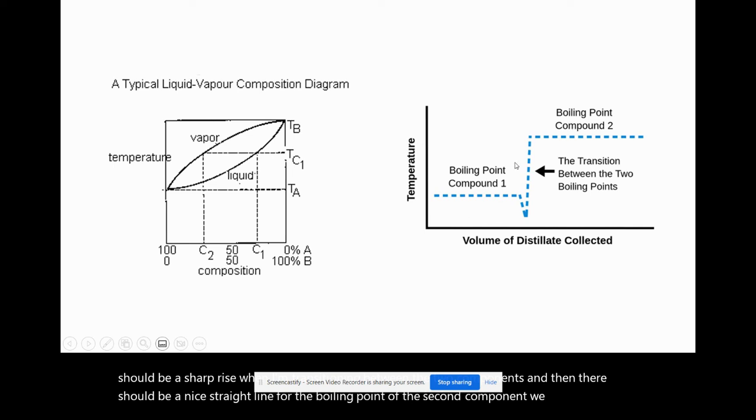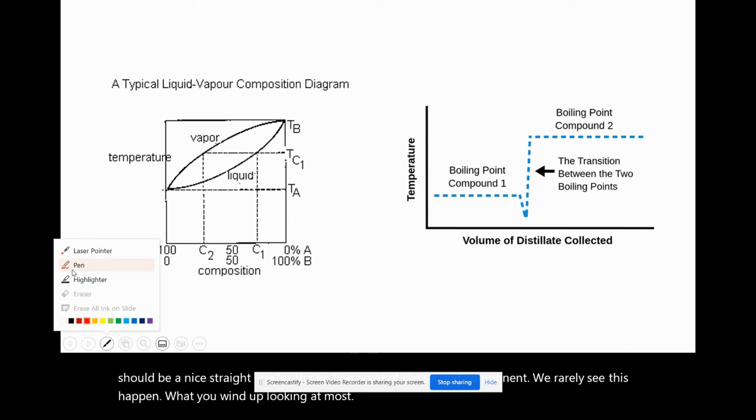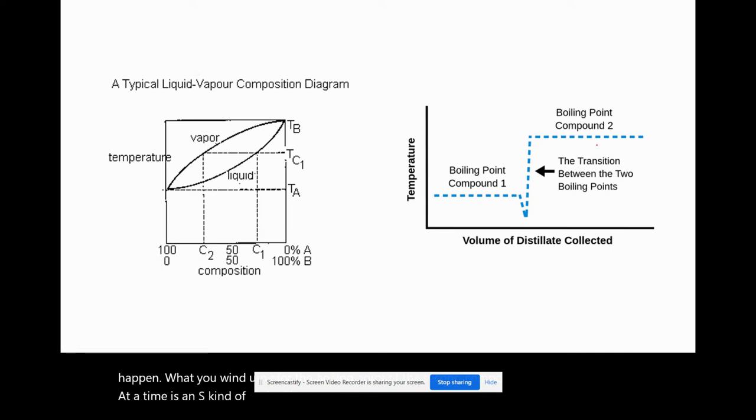We rarely see this happen. What you wind up looking at most of the time is an S kind of curve. So what actually happens is you'll look at it and we'll see something like this, where it's just kind of rising up, and then maybe it'll level off at the boiling point of our material. And this is what yours probably looked like. It all depends on how slowly we do the heating and how good of a separation we have within our column. A fractionating column gives us a better line. We did not use a fractionating column.